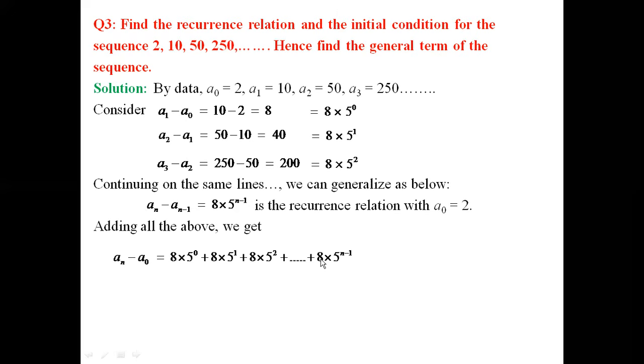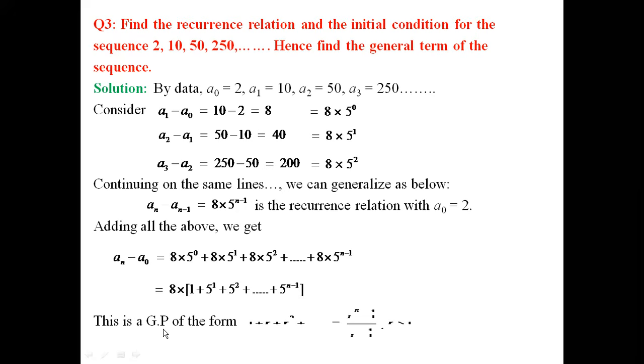Now let us simplify the right hand side by taking common. We have 8 common in each of these expressions. So we take 8 common. We remain with 5 power 0, which is 1, plus 5 power 1 plus 5 power 2 etc. up to 5 power n minus 1. This expression is a geometric progression of the form 1 plus r plus r square etc. up to r power n minus 1, whose sum up to n terms is given by r power n minus 1 divided by r minus 1, where r is greater than 1.